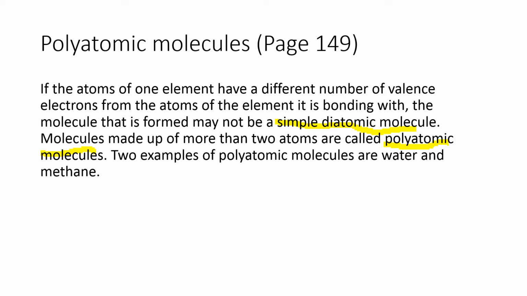There are 2 examples of polyatomic molecules, water and methane. So we go through water and methane. Water has a chemical formula of H2O, methane is CH4. We discussed how it works, and both water and methane are examples of covalent molecules. So make sure we're very clear on them. I'm just going to move on to the next slide.